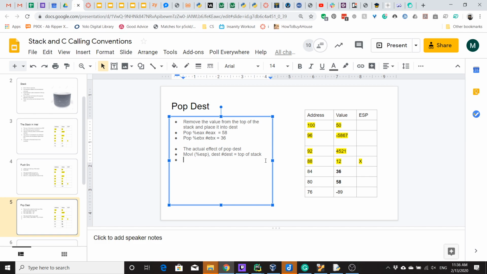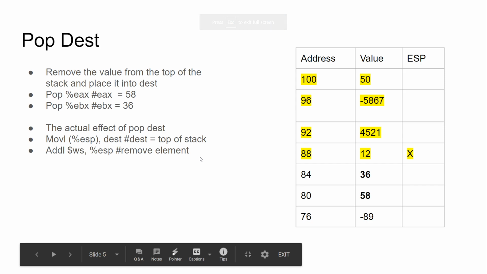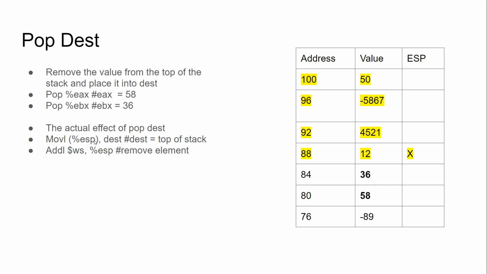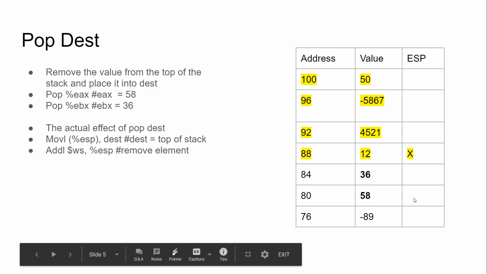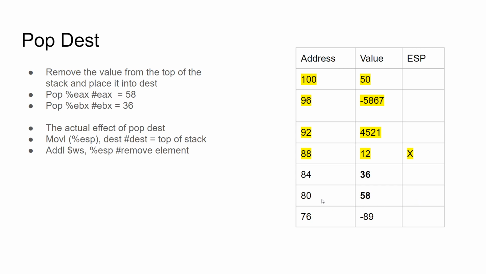Now the second step is remove the element. Yeah, add word size 4 to ESP. Remove element. There's a question over here? Because again, if we don't dereference ESP, it says take what ESP is and copy its value into destination, right? Back at the beginning, ESP's value was 80, right? So if we didn't do the parentheses, we'd end up with 80 in EAX instead of 58.